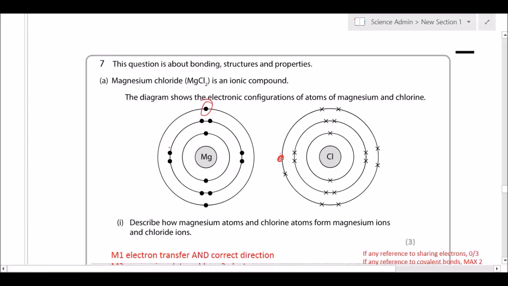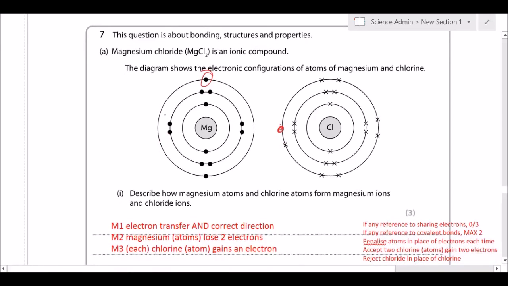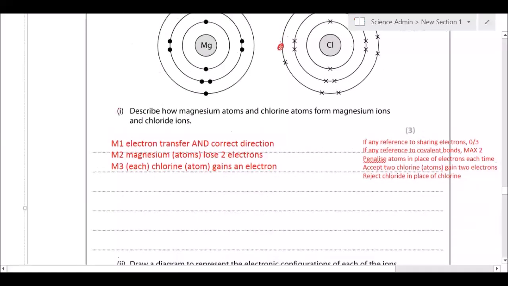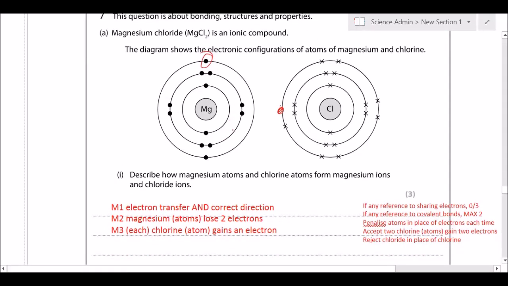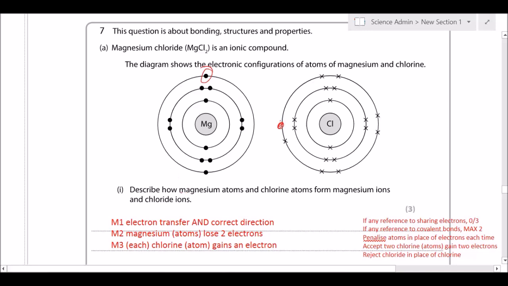So the diagram shows the electronic configuration of the atoms of magnesium and chlorine. Now, they've been nice to you and actually given you these diagrams already, which you're going to use later on. But anyway, describe how magnesium atoms and chlorine atoms form magnesium ions and chloride ions. So these are atoms, and how do they form their ions? And the word here is describe.